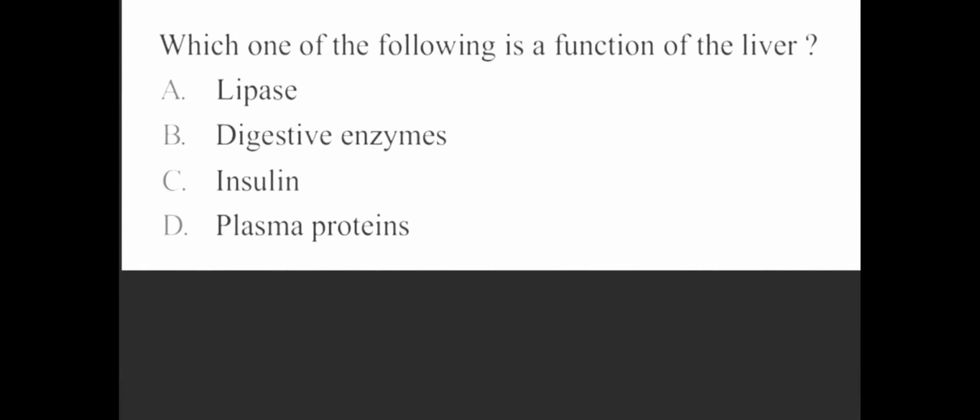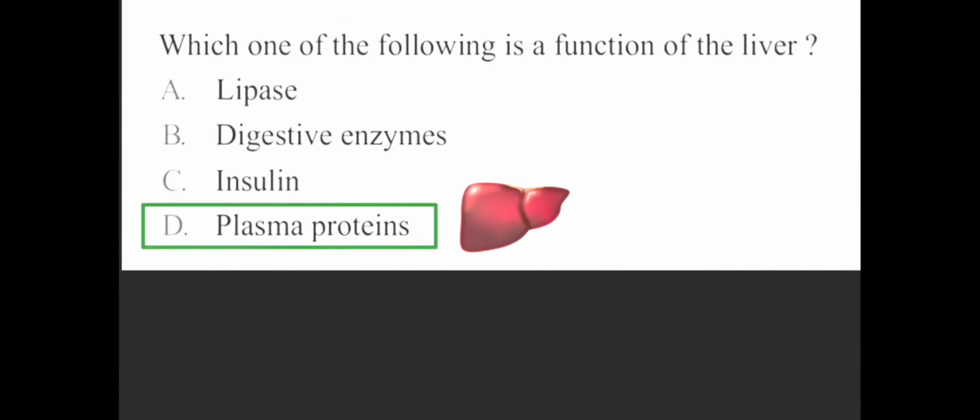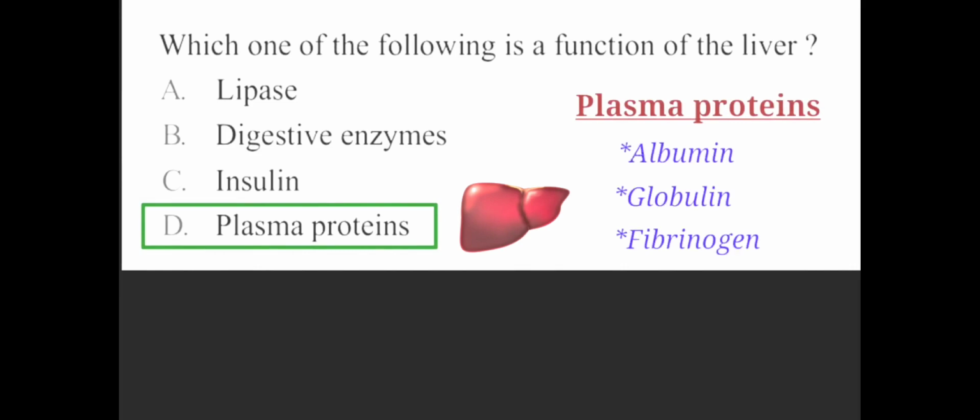Which one of the following is a function of the liver? A. Lipase. B. Digestive enzymes. C. Insulin. D. Plasma proteins. And the correct answer is D. Plasma proteins. Plasma proteins, that is albumin, globulin and fibrinogen, are produced in the liver.